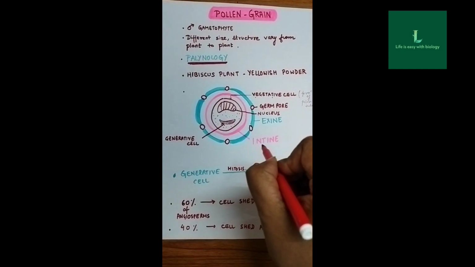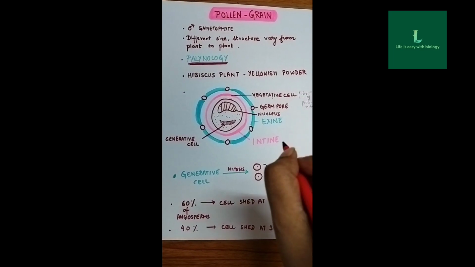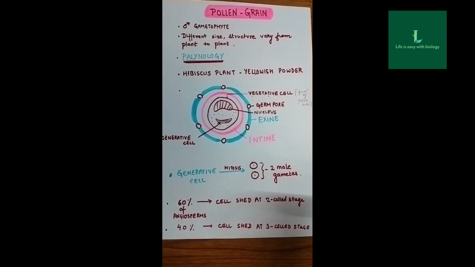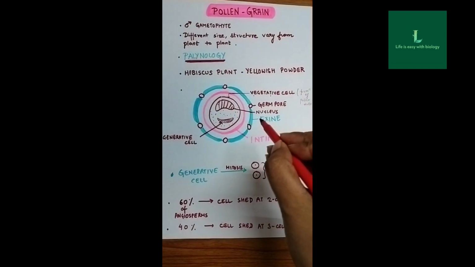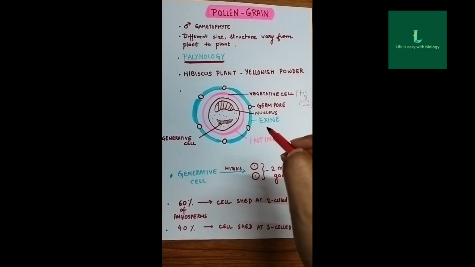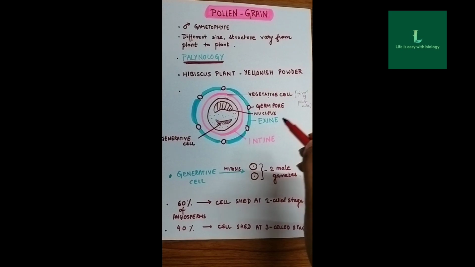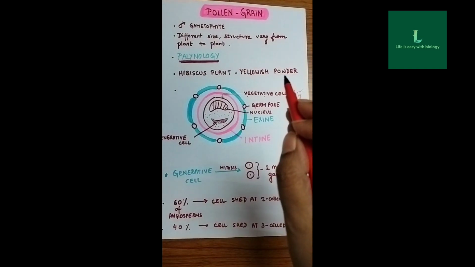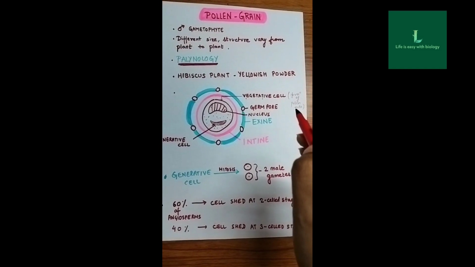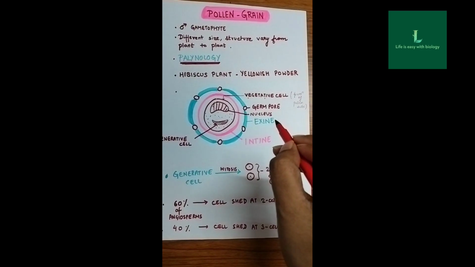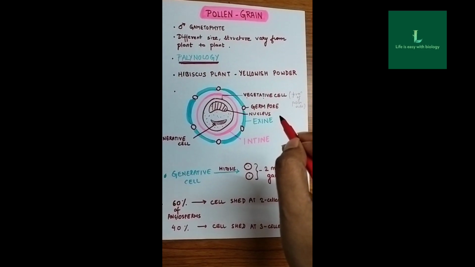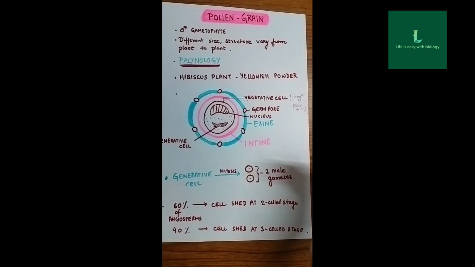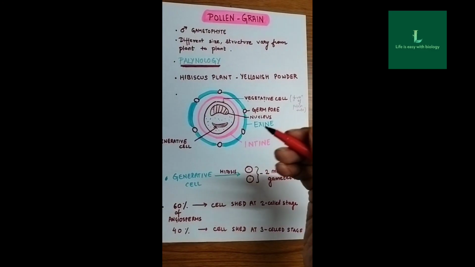Intine is made up of cellulose and pectin. You must have heard about these two words, cellulose and pectin. Yes, you are correct, they are the composition of the plant cell wall. And exine, on the other hand, is made up of sporopollenin. Sporopollenin is secreted from the tapetum, the innermost layer that guards the sporogenous cells. Sporopollenin is the hardest substance known. It cannot be destroyed by any alkali. Alkalis are bases that are soluble in water.